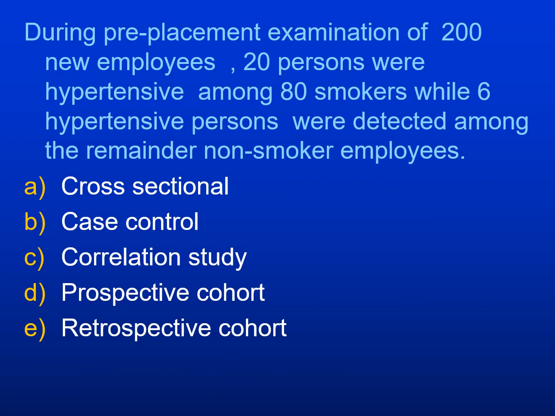During pre-placement examination of 200 employees, 20 persons were hypertensive among 80 smokers, while 6 hypertensive persons were detected among the remainder non-smoker employees. What is the type of this study? Cross-sectional, case control, correlation, retrospective cohort, or prospective cohort?